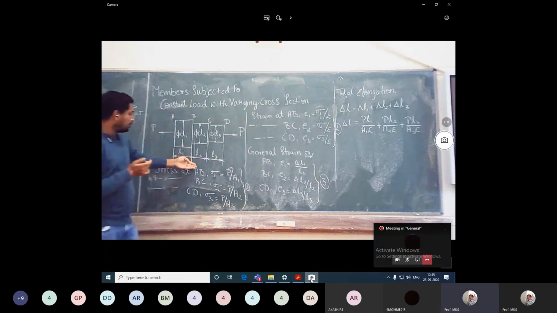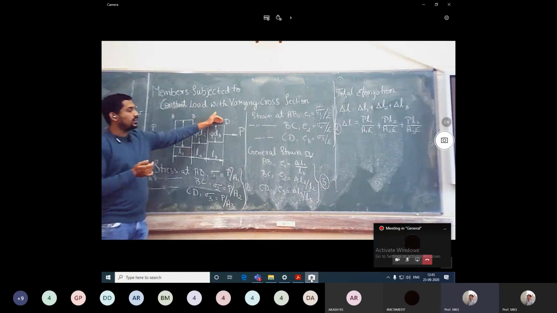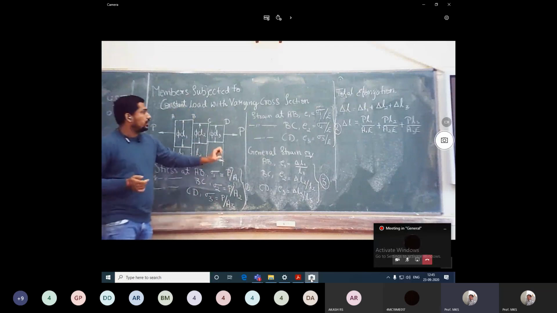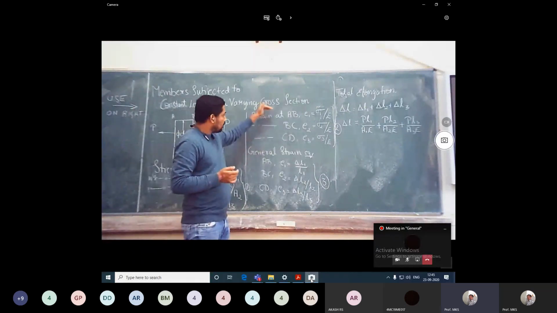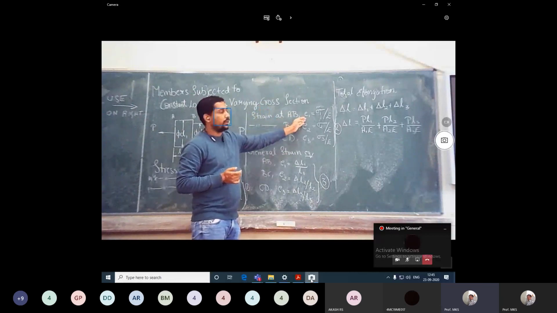So we use a general expression for stress. It is force by area, and we have written the stress for the individual sections AB, BC, and CD. That is equation 1. Next, by Hooke's law, we have written the equation for strain.